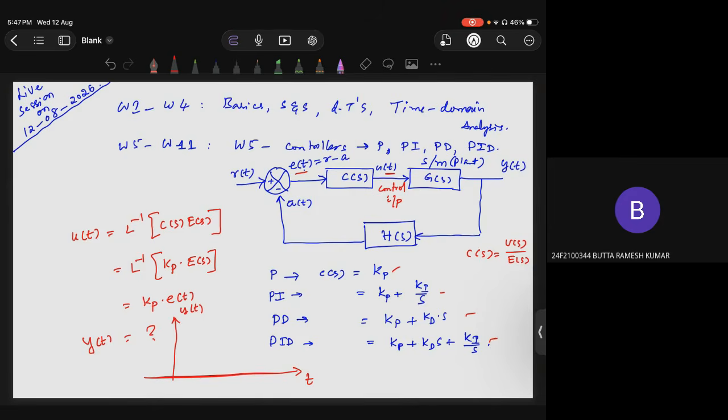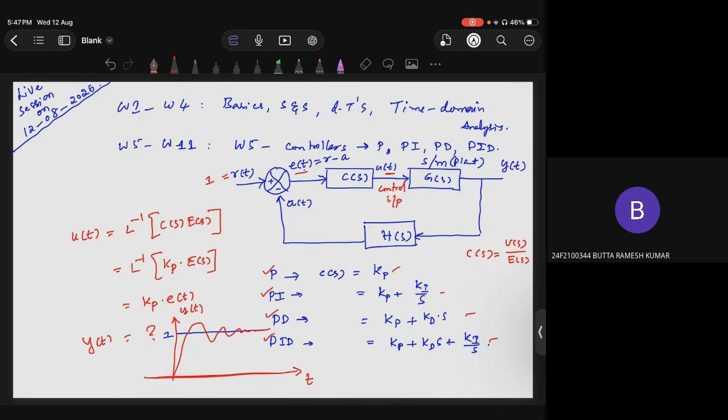T versus y of t. Let us say if you consider r of t as the step input, the value will be 1. So that will be somewhere here. Then the y of t goes like this. So in each case, we find this y of t. Each case means proportional controller, PI controller, PD controller, PID controller.